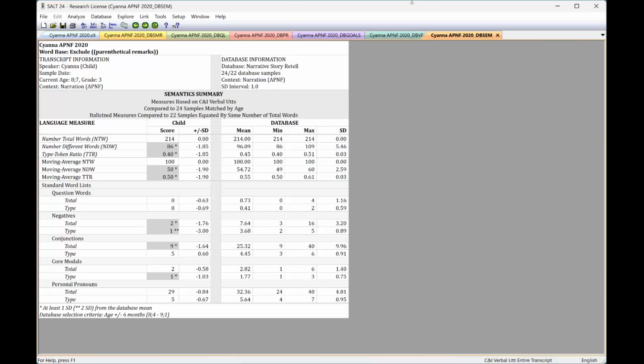So if we look at negatives, conjunctions, it can give us more information there. If we see total conjunctions, for example, she used 9, and that's 1.64 standard deviations less than the database mean. So that maybe makes sense given her a little bit lower MLU. She's not using quite robust, complex sentences. So that's just an example of some reports that you might want to run.